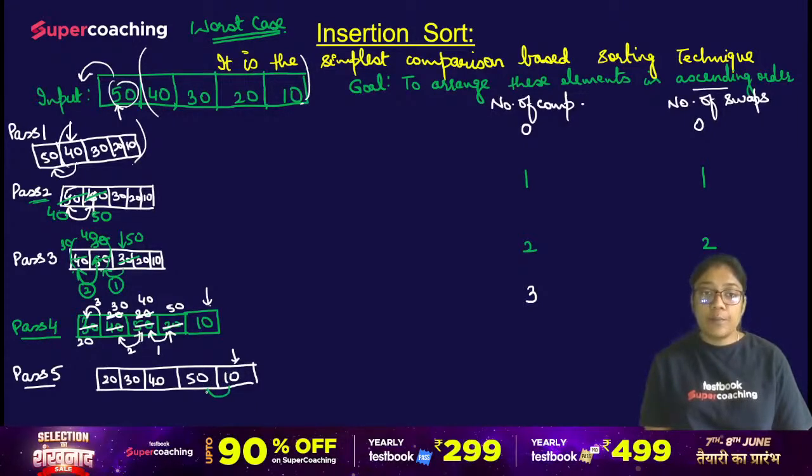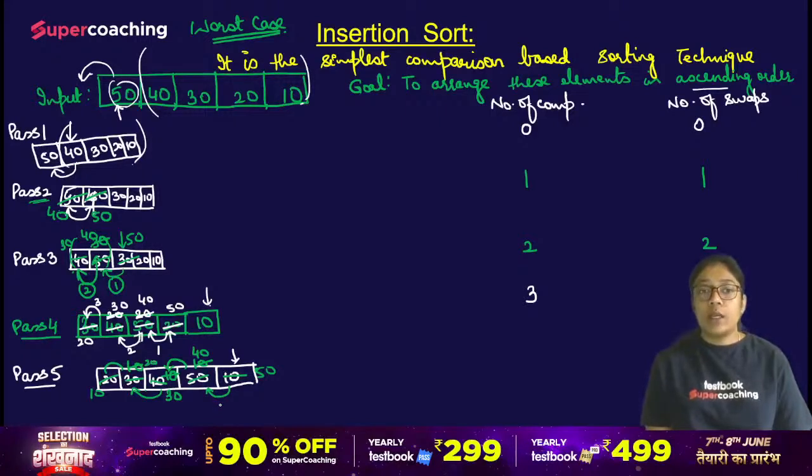This is the first comparison. 10 is smaller, so 10 will be swapped with 50. Next, 10 will be compared with 40. 10 is smaller than 40, so it will be swapped with 40. 10 will be compared with 30. This is smaller, so here we'll get 10 and 30. Next, 10 will be compared with 20. Here we'll get 10 and 20.